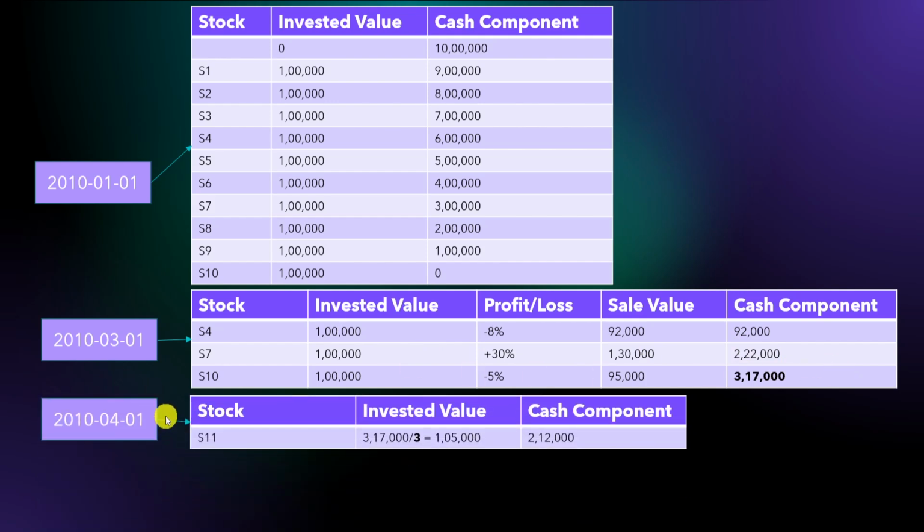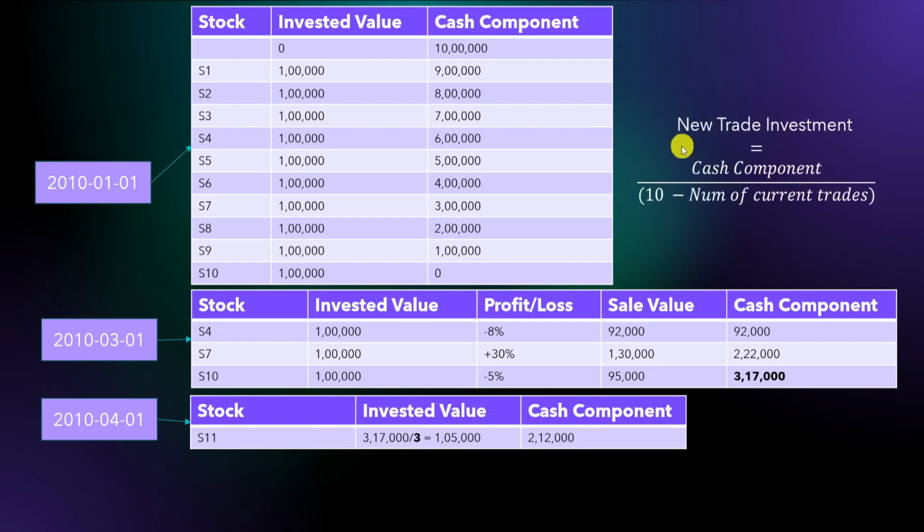And after 1 month, on April 1st, 2010, we are buying S11's new stock into our portfolio. And at this point of time, we need to decide how much capital we need to invest into this particular S11 stock. How to calculate it? It is based on this formula.